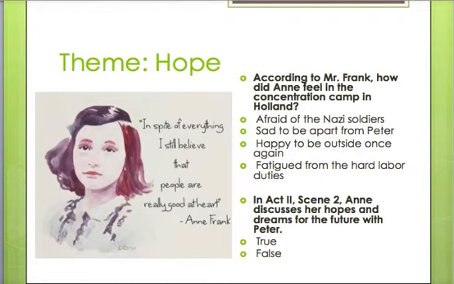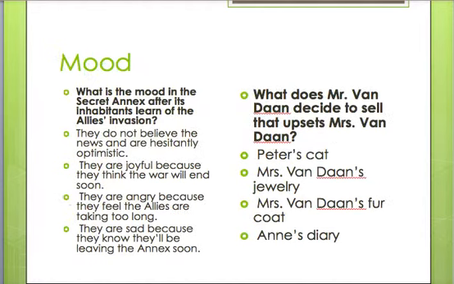Another question on your quiz will be in Act 2, Scene 2. Anne discusses her hopes and dreams for the future with Peter. Do you remember if she did that? Yes, she did. She had hope and she discussed them with Peter. And I think you would have had to have hope if you were locked up in that annex for the amount of time that they were. Gosh, what a scary situation.